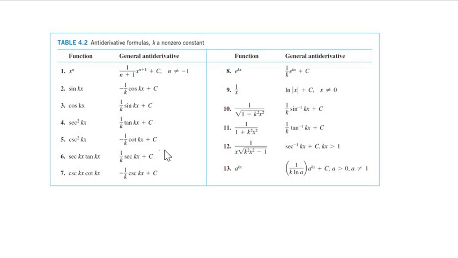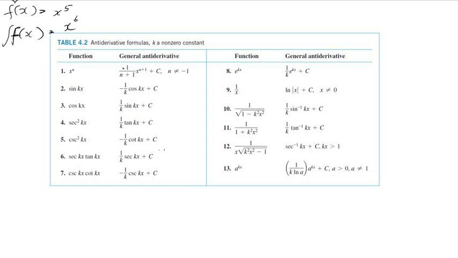So let's look at this table, and we will try to use this table to do some questions. For example, if f(x) is equal to x to the power 5, we use equation number 1 to get this. So we say integral f(x) is equal to, what you do is you add 1 to the 5 and divide by that value.